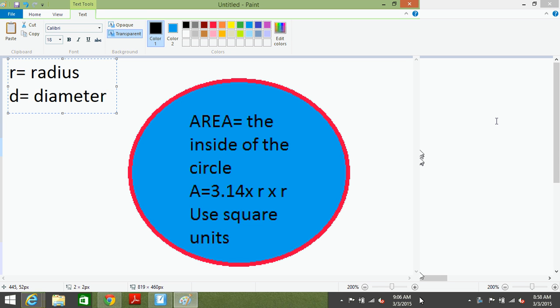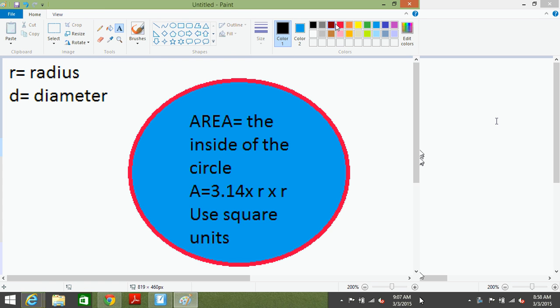D equals diameter. R equals radius, D equals diameter. Let's draw a radius and a diameter. Does anybody have an idea what a diameter looks like? Any idea? Okay, go over here and we're going to choose a line.